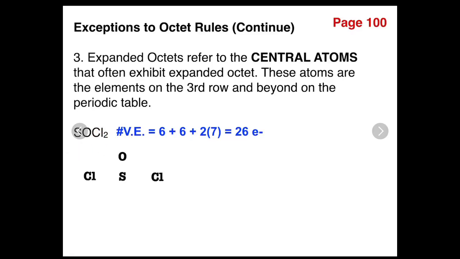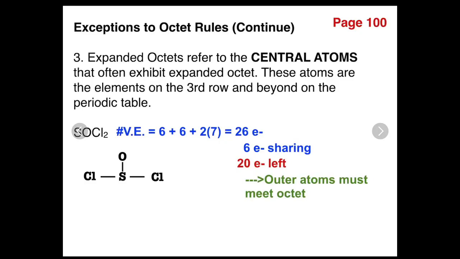Sulfur is going to have the lower EN value because sulfur is bigger than oxygen, right? So it's not going to withdraw electrons very well. So we're going to put sulfur as the central atom. And I'm going to start with single bonds. Okay, so if I start with single bonds, I already spent 6 sharing electrons. So I have 20 left. Again, these 20 electrons must be distributed to the outer atoms first, so that these outer atoms have an octet.